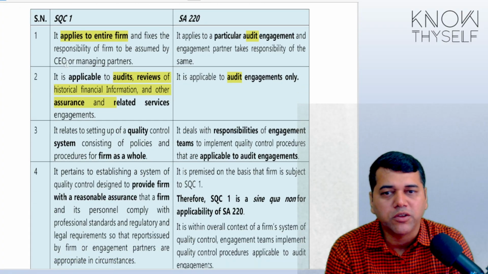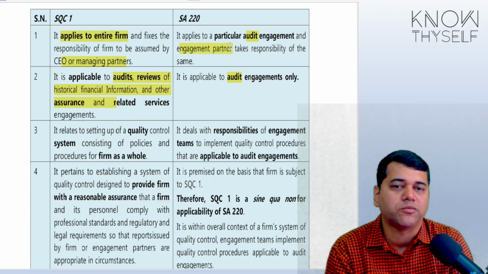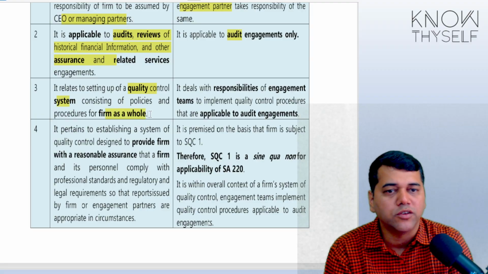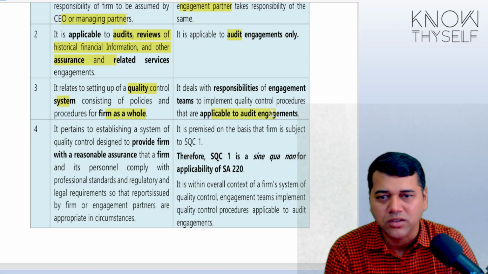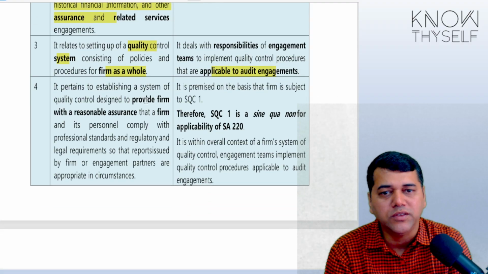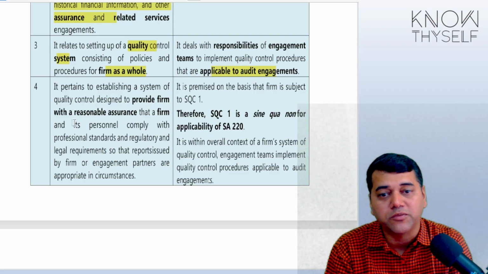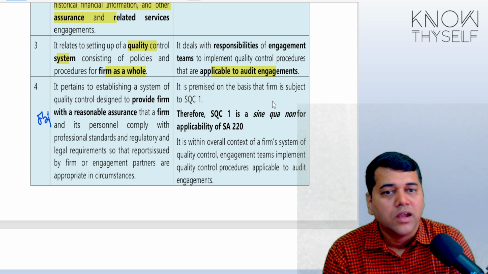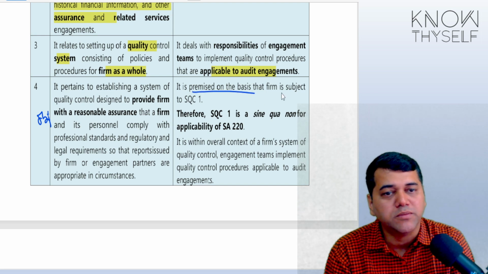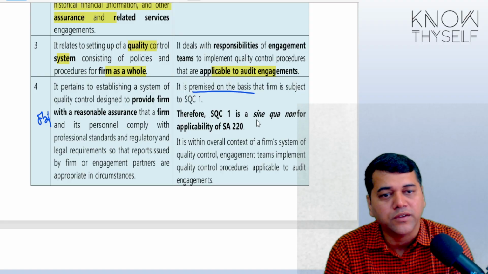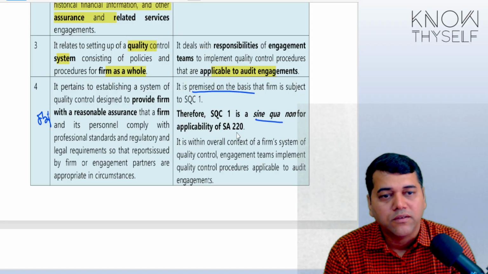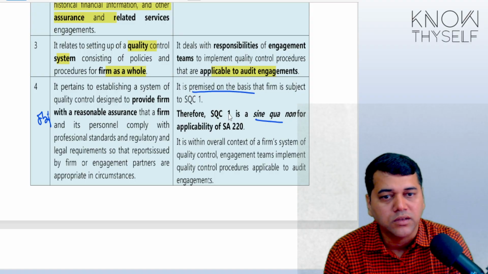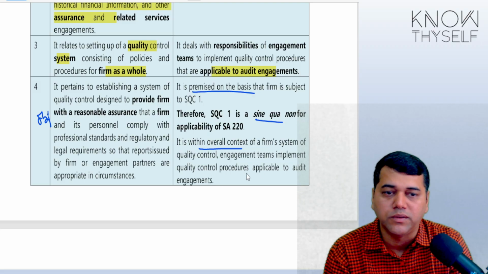If the CEO is responsible, the engagement partner is responsible. SQC1 is the quality control system for a firm as a whole, and it provides the firm with reasonable assurance that the firm and its personnel comply with regulatory requirements. SA220 is premised on the firm having SQC1, that is its sine qua non for applicability. That means if SA220 has to apply, SQC1 has to come. It is within the overall context of the firm's procedures.